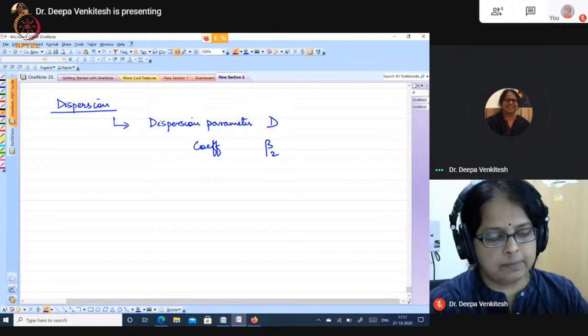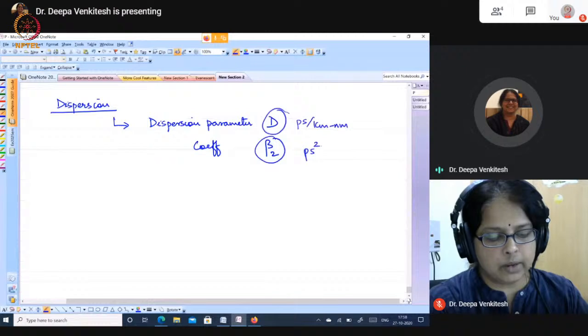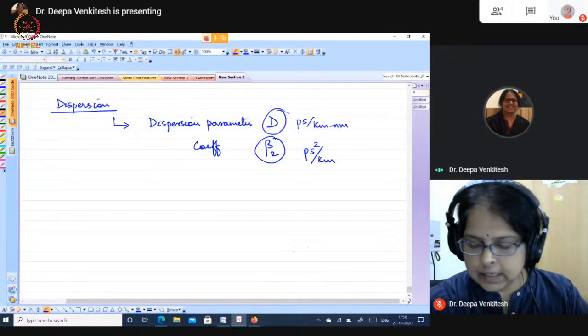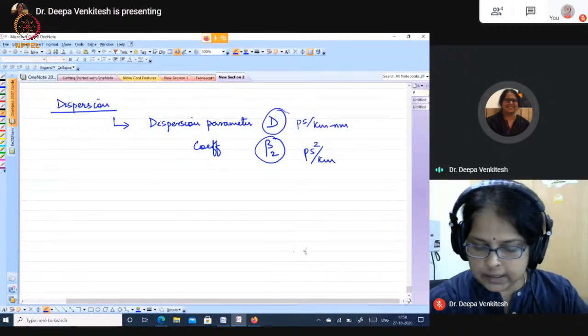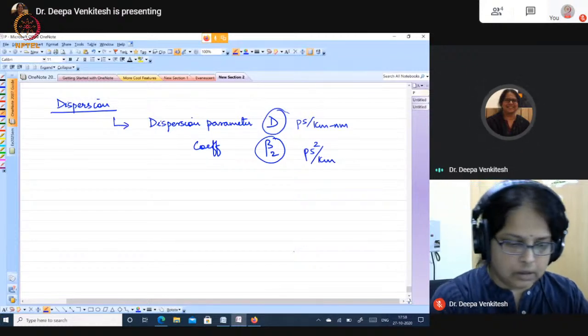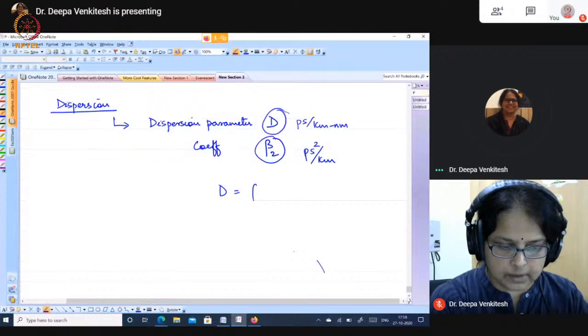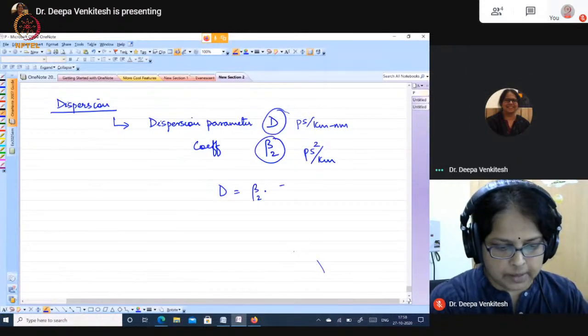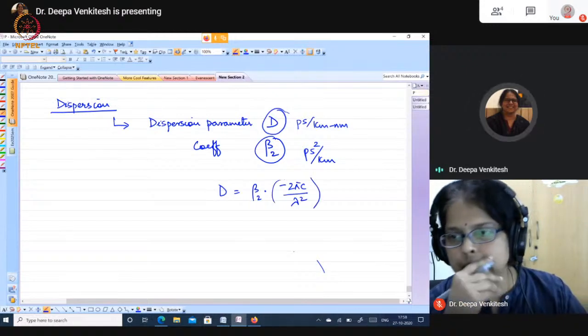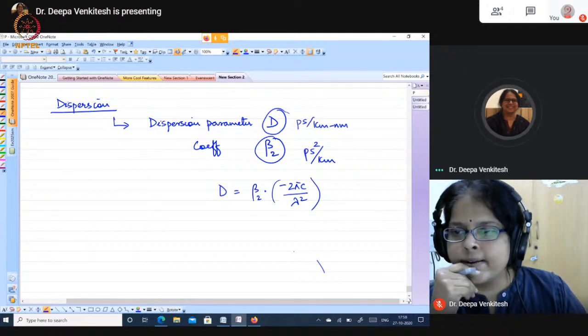D is in picosecond per kilometer nanometer, and beta 2 is in picosecond square per kilometer. And D is actually related to beta 2. That's derived in class. So D is equal to beta 2 times minus 2 pi c divided by lambda square. This is also derived in class. So please go through that once again.